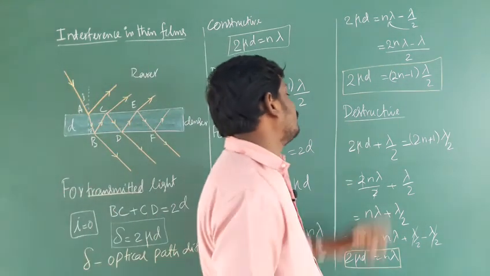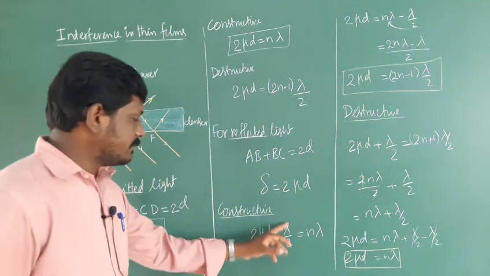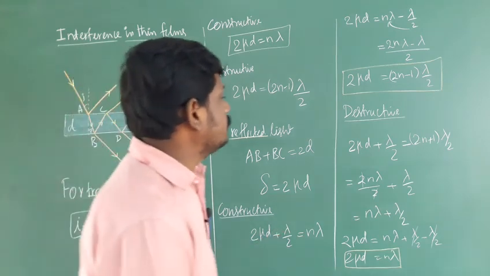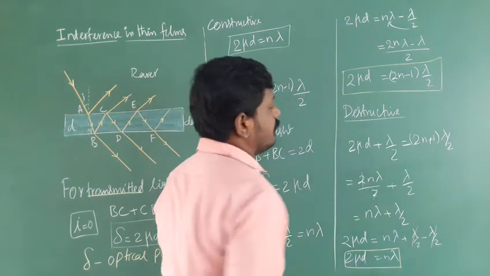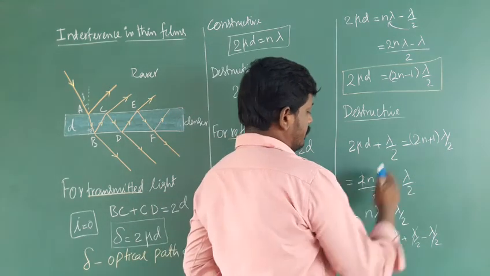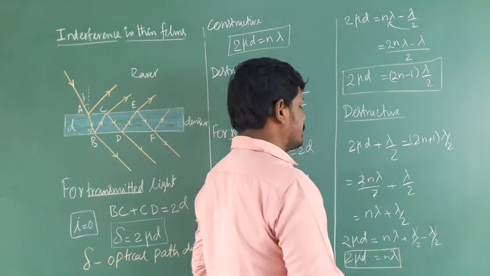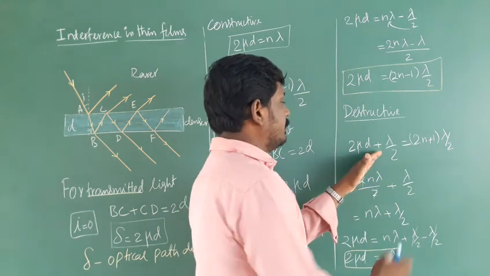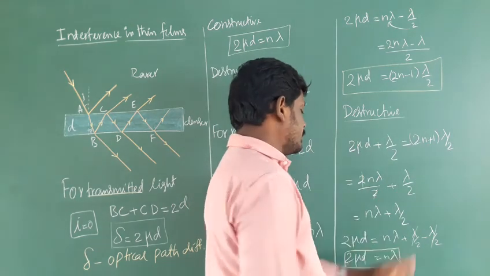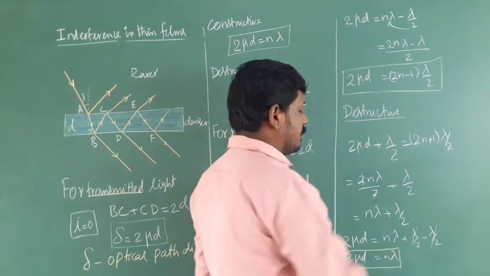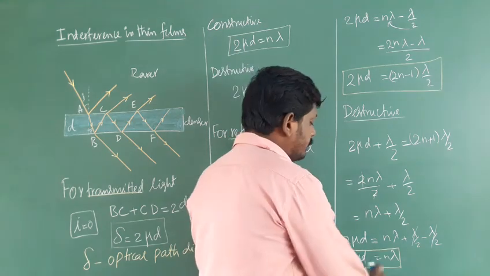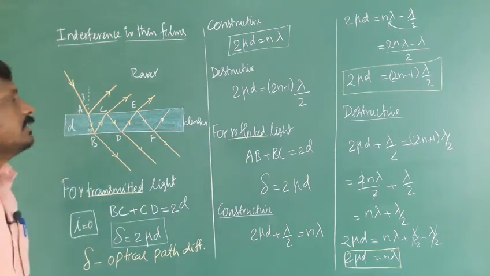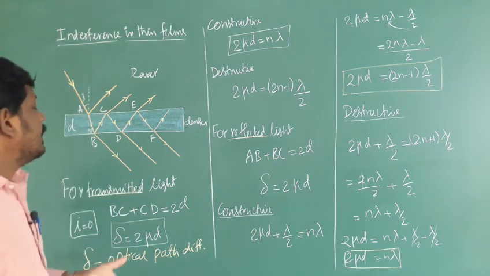For destructive interference, again the additional path difference lambda by 2 should be considered. So 2 mu d plus lambda by 2 equal to (2n plus 1) lambda by 2. Again, 2n lambda by 2 plus lambda by 2, so the 2 cancels and you get n lambda plus lambda by 2. The lambda by 2 on the left hand side goes to the right hand side and becomes minus, so plus lambda by 2 minus lambda by 2 cancels, and you get 2 mu d equal to n lambda for destructive interference. So in this class we discussed interference in thin films for both transmitted light as well as reflected light.